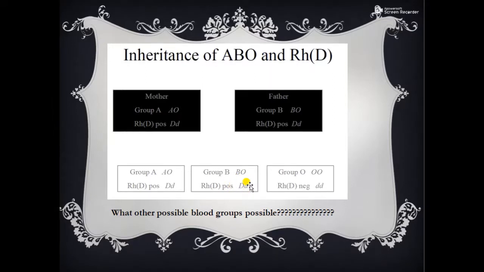So it can be a B blood group, or it can be a capital D, small d here. Then it can be an O blood group, or it can be an Rh negative nature. In addition to this, we can also see that various other blood groups are possible based upon the genotype of the father and the mother. So you can explore that using this particular example.